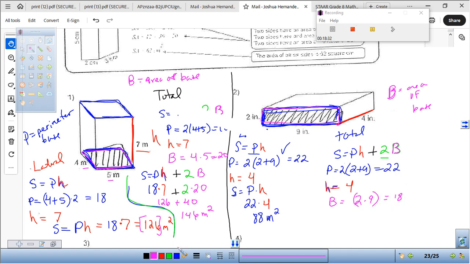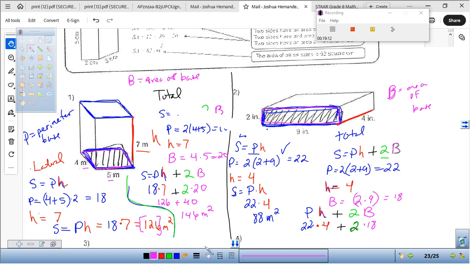Now, the whole formula. I just write the whole formula out. P times H plus 2B. Now, when it comes to this part, I did all the work already, so let's just throw in the numbers and see what happens. So P right here is 22 times your height of 4 plus a 2 times, what do we get for B? B is 18. And that's it.